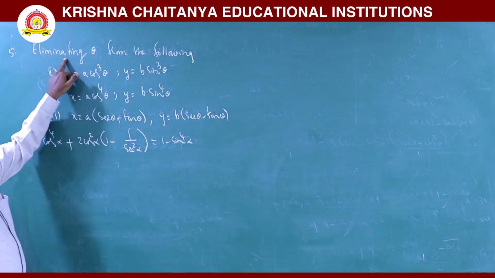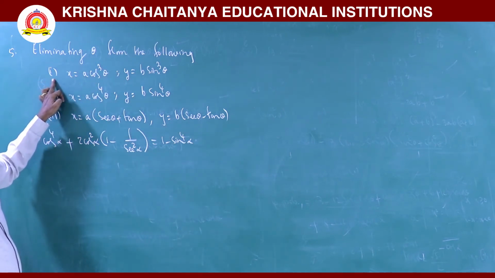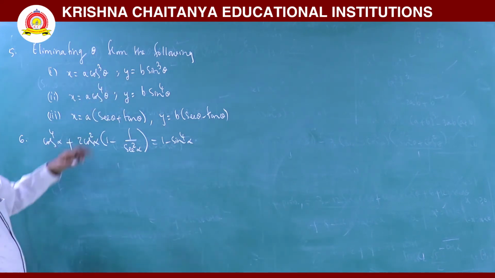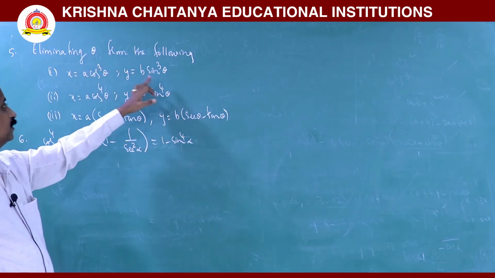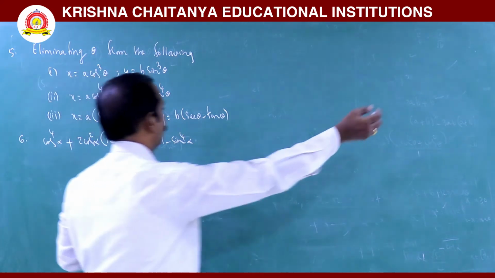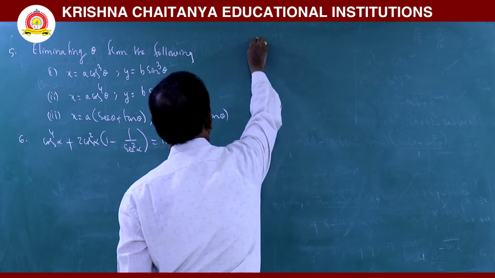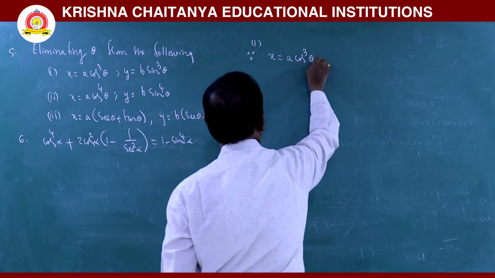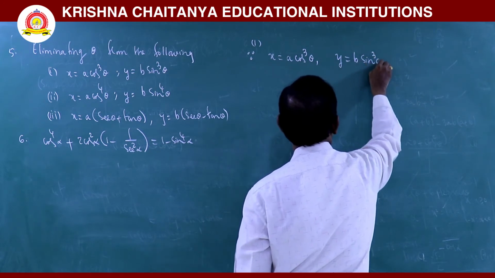Come to another problem: eliminating theta from the following. Question number 1. x is equal to a cos cube theta, y is equal to b sin cube theta. Eliminating theta means we are eliminating sin theta and cos theta from the given two equations, and we get one locus. How to eliminate theta from the given equations?